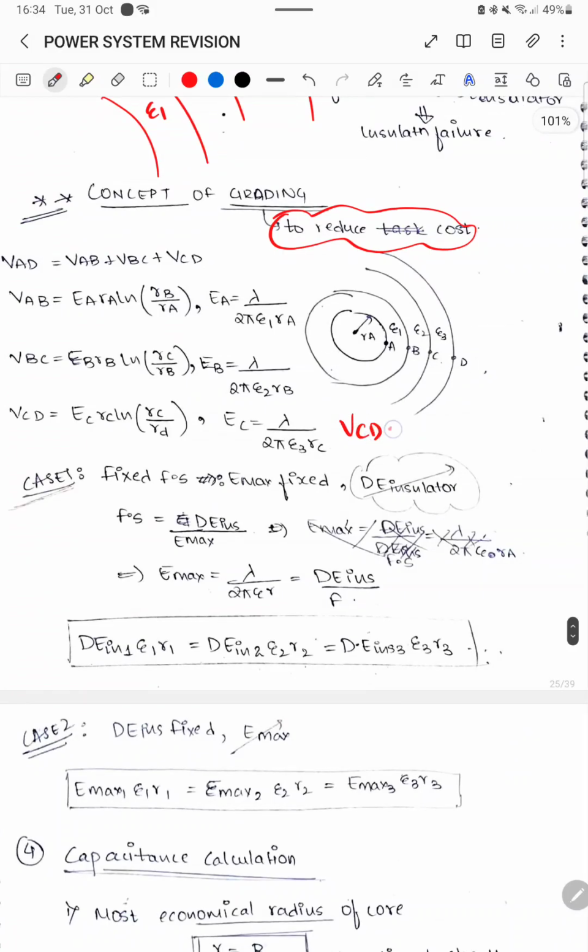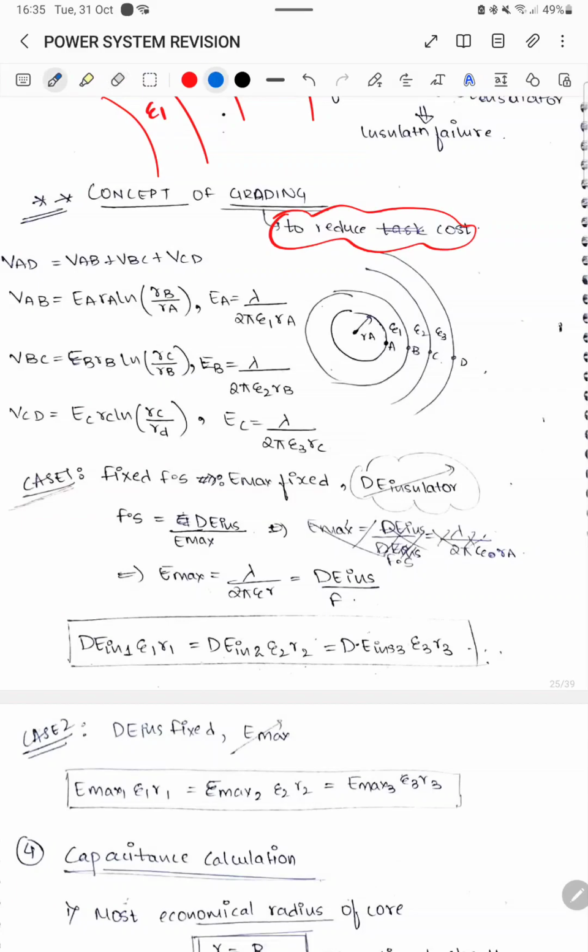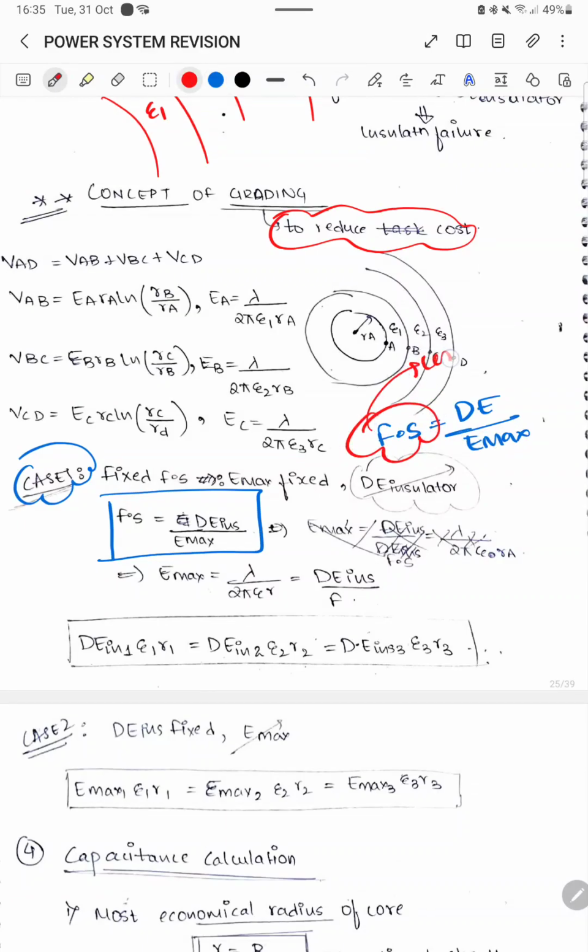Okay, VCD. So what we'll do, not EA, sorry. What we'll do is EC RC ln RD upon RC. Since every material is different here, we will calculate individually and then add. In this there are two cases depending upon safety factor Fs. Fs is nothing but dielectric strength upon Emax. We need to keep this Fs constant.